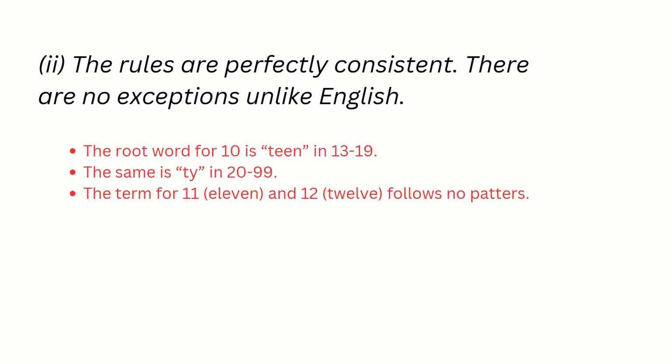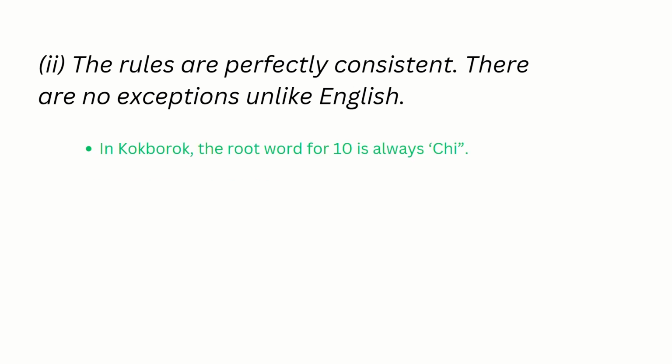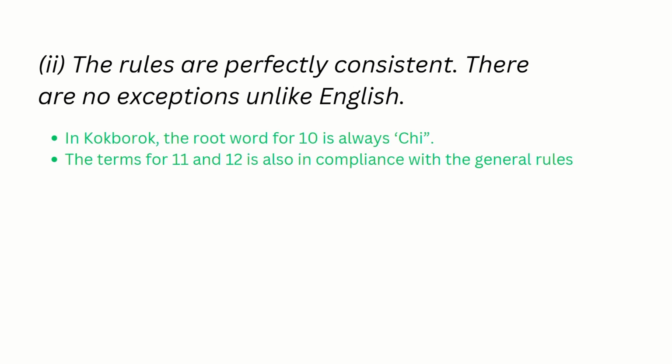Therefore, there are many inconsistencies in English, but in Kokborok, the root word for 10 is always chi. The terms for 11 and 12 are also in compliance with the general rule. Therefore, unlike English, Kokborok is always consistent.